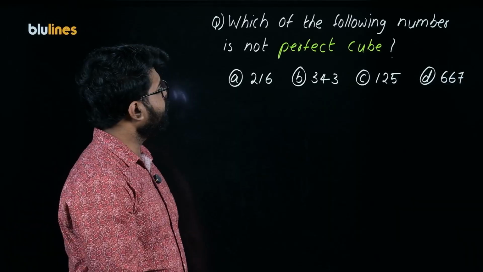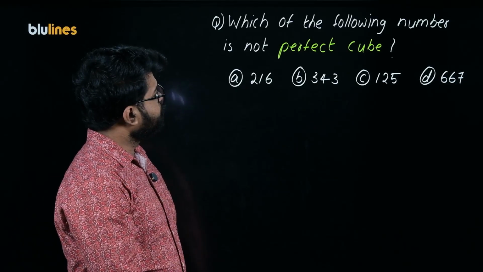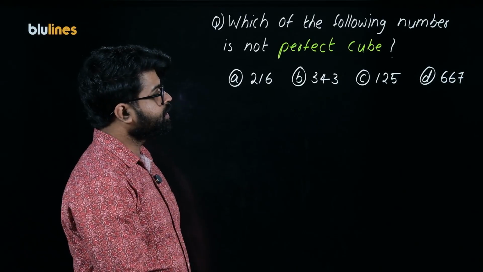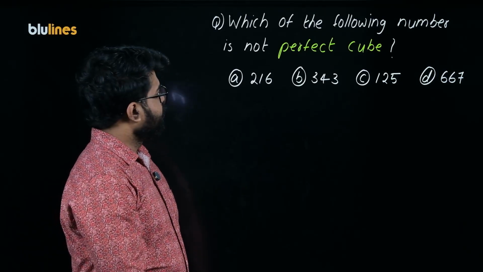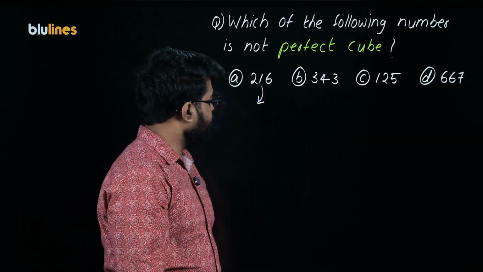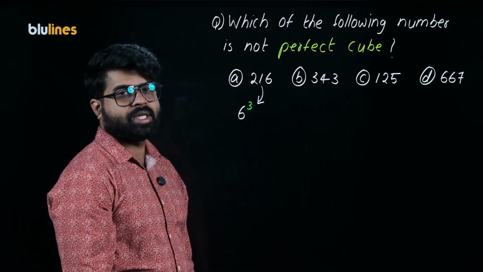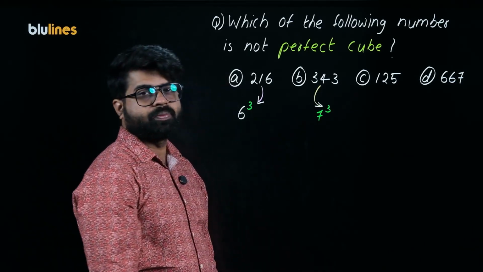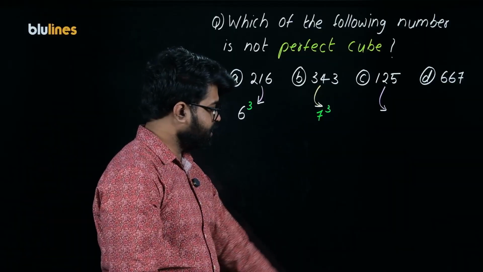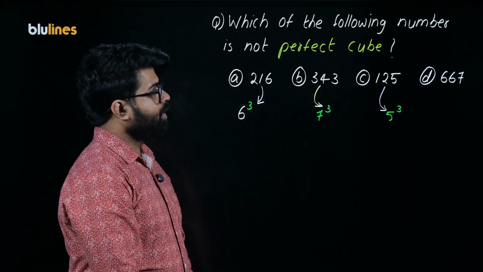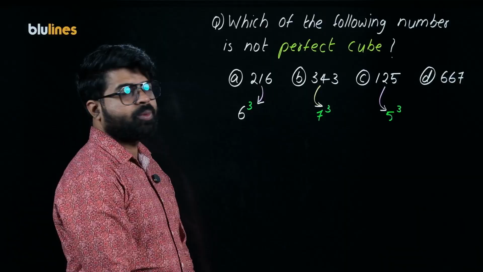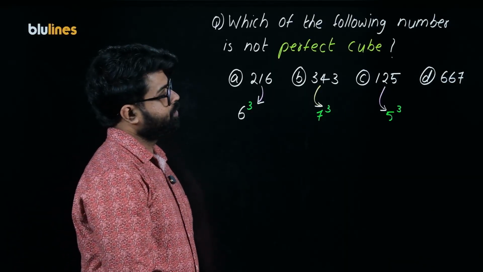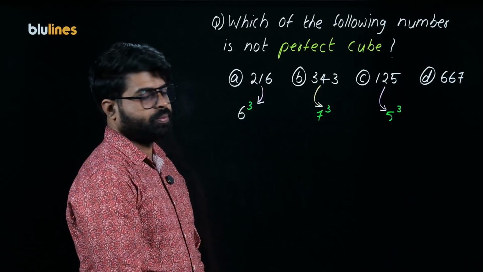Next one, which of the following numbers is not a perfect cube? From that, 216, 343, 125, 667. These all are known numbers. 216 is the cube of 6. 6 cube is equal to 216. And 343 is equal to 7 cube. 125 is equal to 5 cube. But there does not exist a natural number whose cube is equal to 667. So you can say that 667 is not a perfect cube.